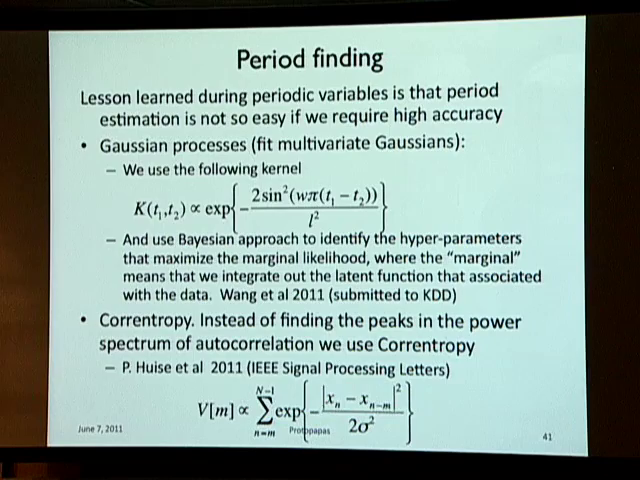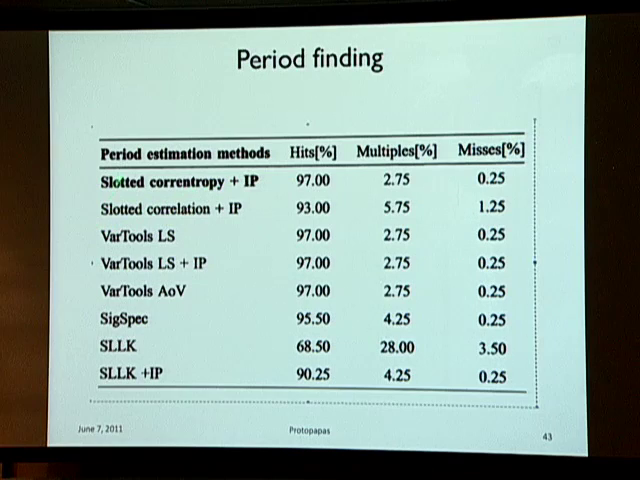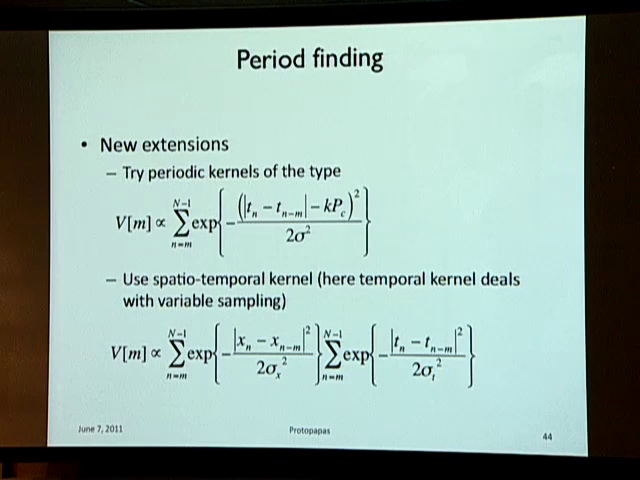And we're doing very well, actually. Slotted correntropy means we block it. And I think I'm going to stop. We're doing extensions now. We're using periodic kernels next, and then we're using two kernels. One just takes the temporal variability, it's like deconvolving the sampling. And I'm just going to stop.